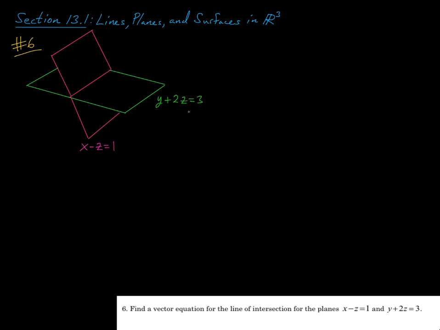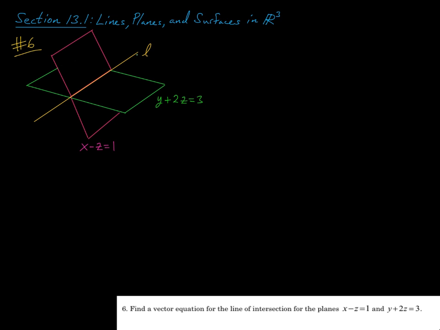All right, question 6 says, find a vector equation for the line of intersection for the planes x minus z is equal to 1 and y plus 2z is equal to 3. Okay, and you see the planes up here, and these planes intersect in a line, you see in yellow. I'm going to refer to this line of intersection as L. And our job is to find a vector equation that describes the points on this yellow line of intersection.